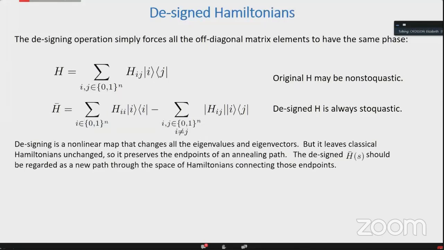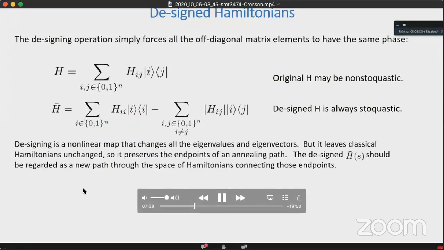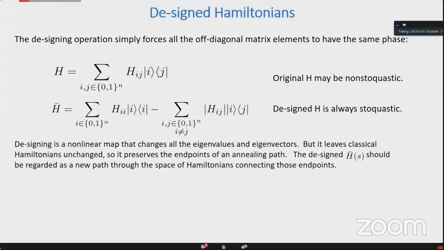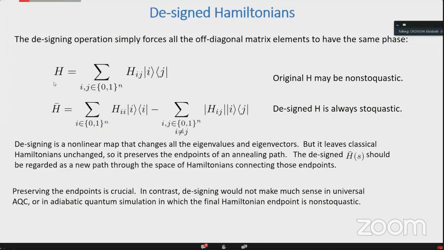So right away, this designing is a nonlinear map. It changes all of the eigenvalues and eigenvectors in general. But the key point is that it leaves classical Hamiltonians unchanged, this diagonal part. And so it preserves the endpoints of an annealing path. The designed Hamiltonian can therefore be regarded as a new path through the space of Hamiltonians that connects the same endpoints, the same classical Hamiltonian endpoints as the original Hamiltonian path. And this property of preserving the endpoints is crucial.